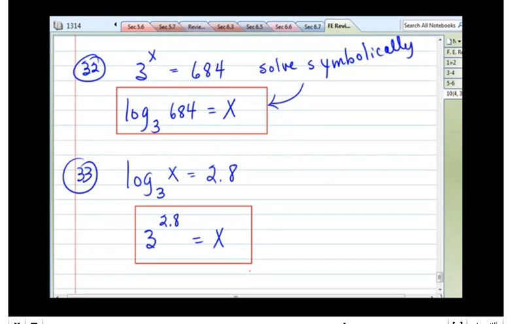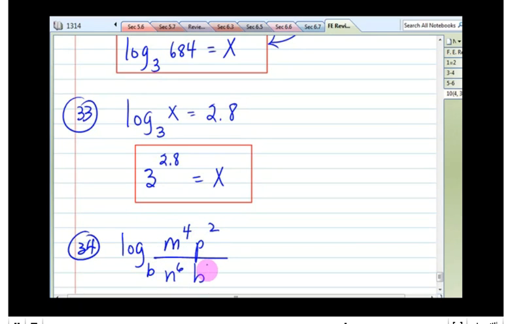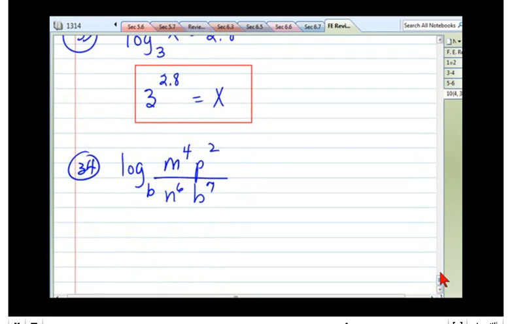34. Expanding. These rules are on your model sheet, but some people still didn't quite get them. Let's do number 34. Log base b of m to the 4th p squared over n to the 6th b to the 7th. That's one log. They want us to expand it, and so you have to use those log rules.